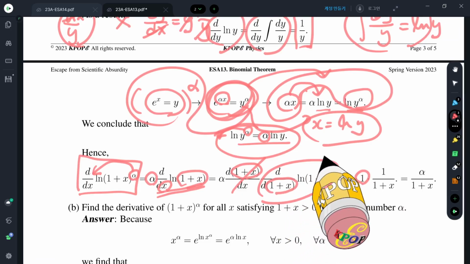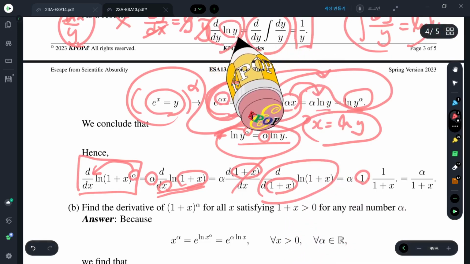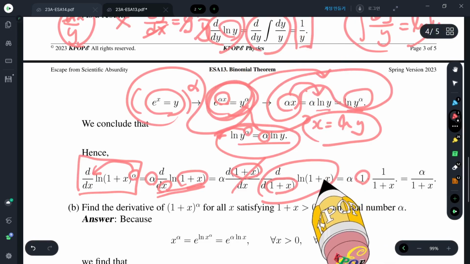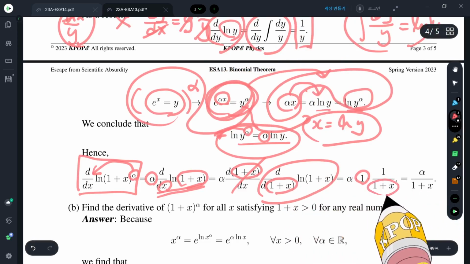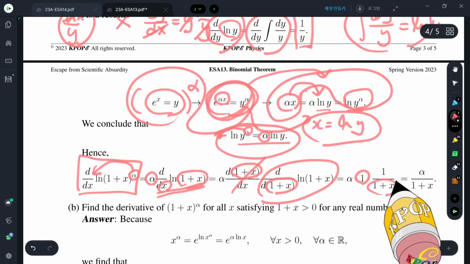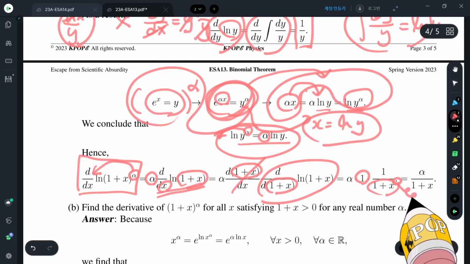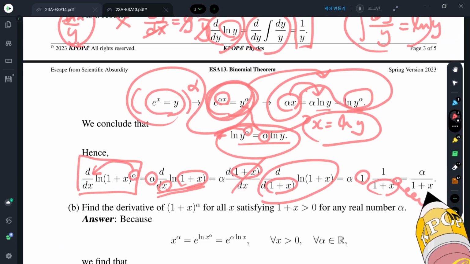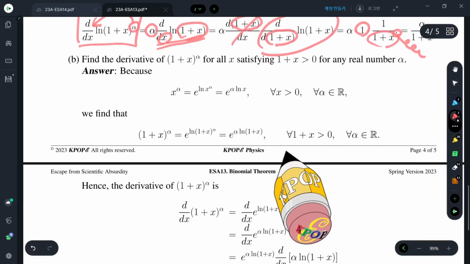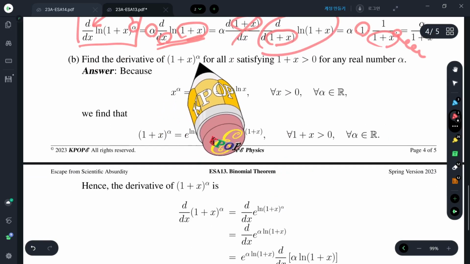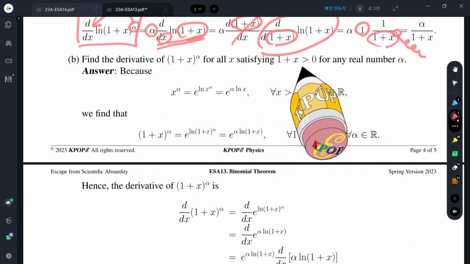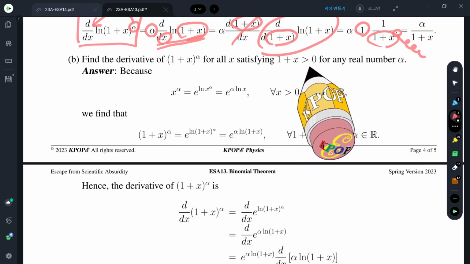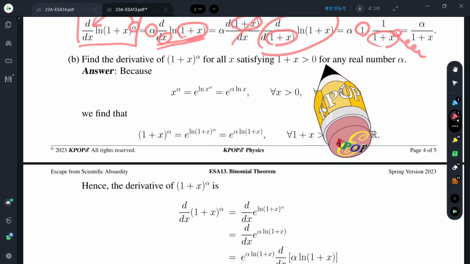The derivative of log is 1 over something. So 1 over 1 plus x. As a result, you should remove this period. Then alpha divided by 1 plus x. So we find the derivative of log of (1 plus x) to the alpha for all x satisfying 1 plus x is greater than 0.